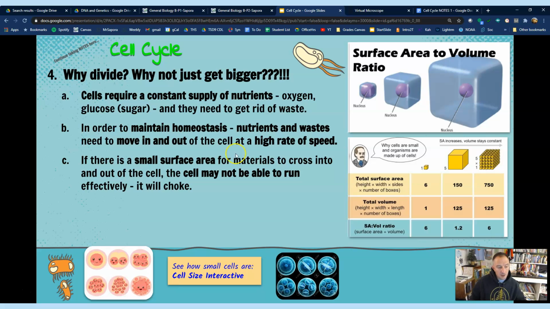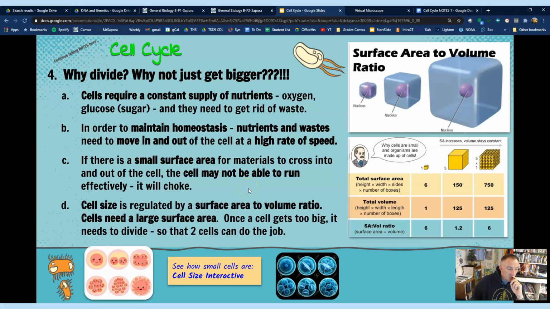And I've got a little example of that I'm going to show you right here. So cell size is regulated by a surface area to volume ratio. Cells need a large surface area to volume. Once a cell gets too big, it needs to divide. So what are we talking about here? Surface area to volume ratio. I have some graphics here. I'll show you on the right.